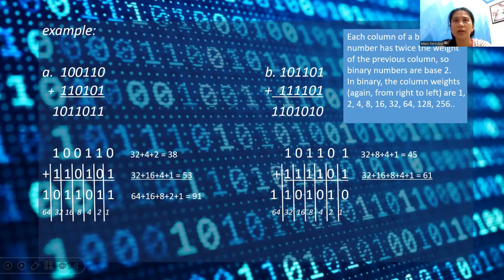Next is letter B. 101101 plus 111101 is equal to 1011010. So 1 plus 1 is 0, carry 1 over. In the next column, it becomes 1. 1 plus 0 is equal to 1. Then 1 plus 1 becomes 0, carry over 1. Then 1 plus 1 plus 1 means 3, so we need to carry 1 over here.